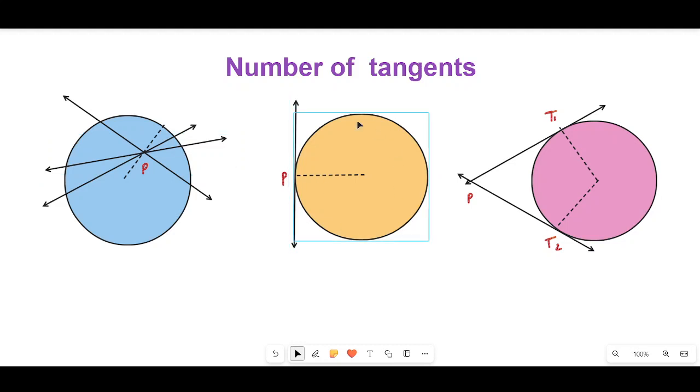But if you look at this figure, this is a point of contact and you can make only one tangent here. If you take any point outside the circle, then you will be able to draw two tangents, and both lengths of the tangent will be the same. So there are three conditions where we think about tangents.